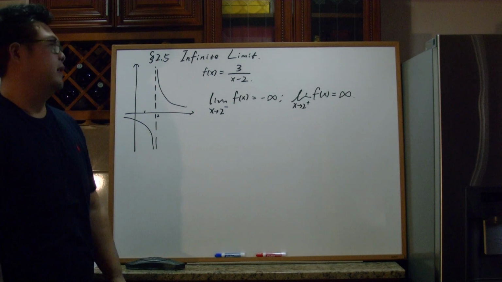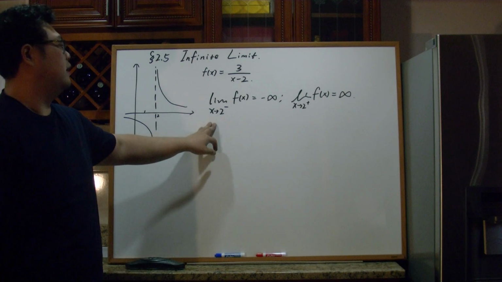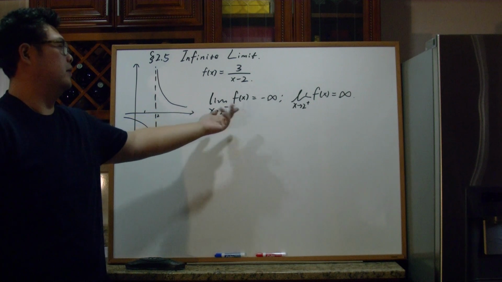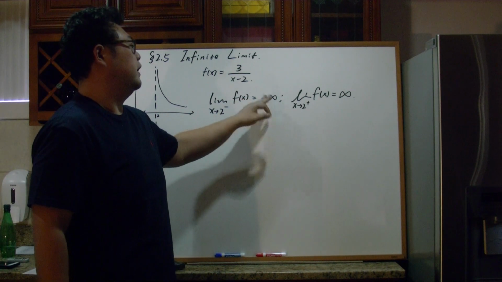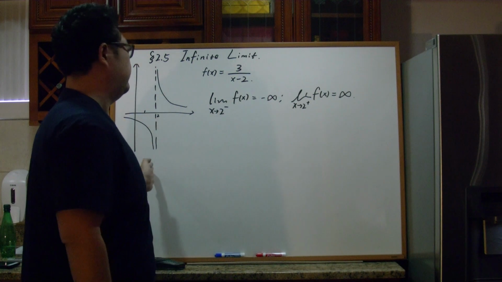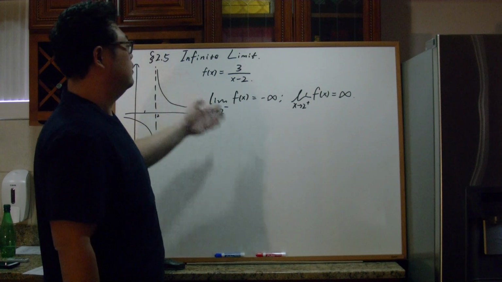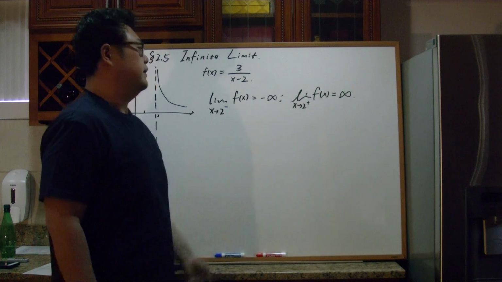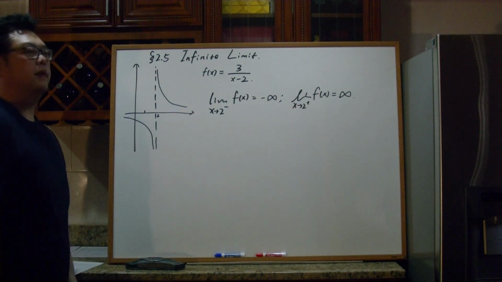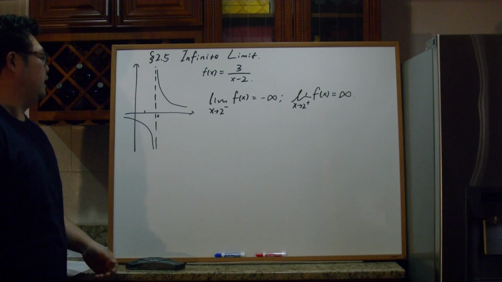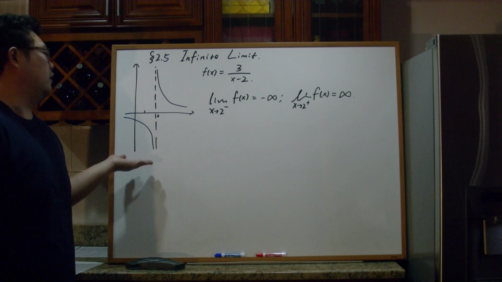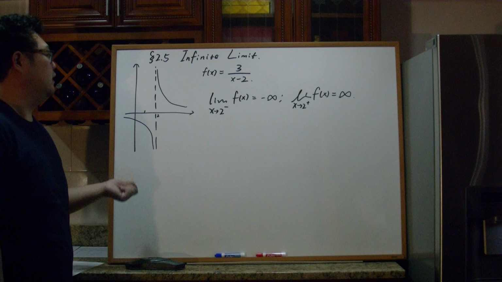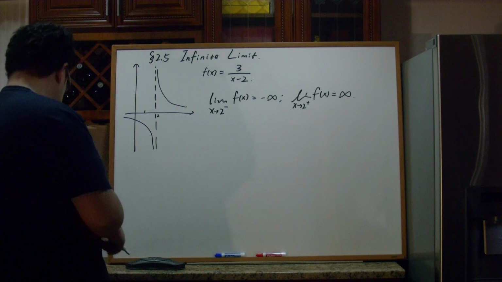That doesn't mean the limit exists. Right? Here, the limit still does not exist when we see the infinity over here. It's just showing that it approaches negative infinity and approaches positive infinity as x approaches 2 from the left and from the right side, which graphically is called the vertical asymptote. Right, the vertical asymptote.